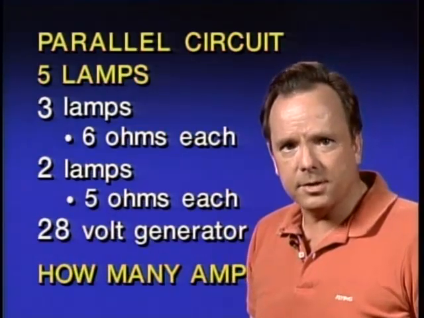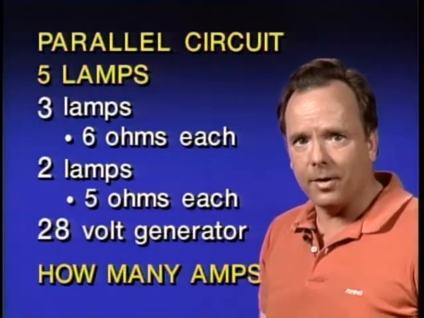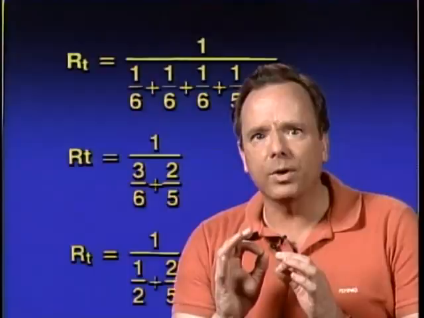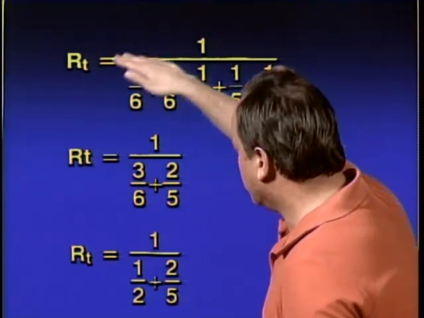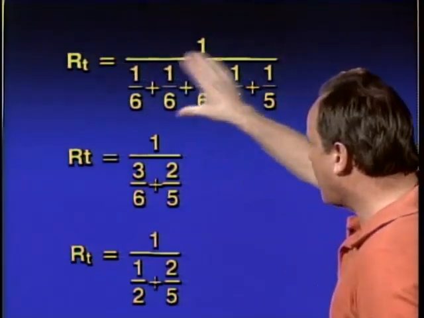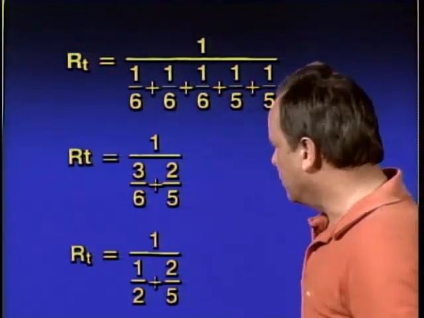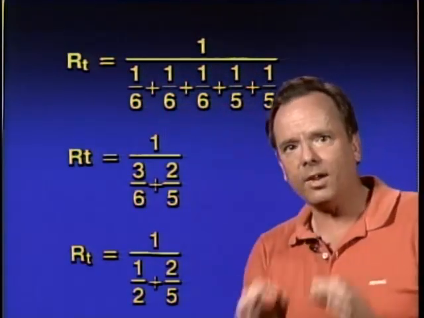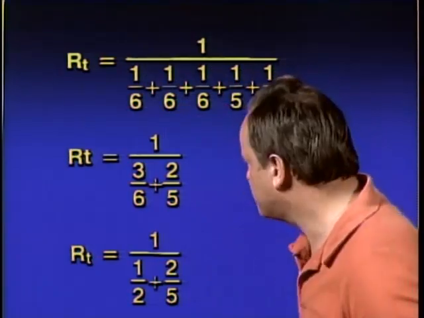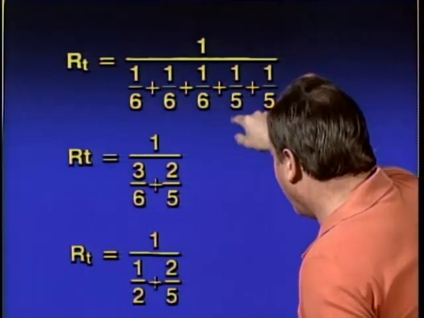All right, let's take a look at another one. They're going to say, let's assume you have a circuit that contains 5 lamps in parallel. 3 of those lamps have 6 ohms each, 2 lamps have 5 ohms each, and it's a 28-volt circuit. How many amps are in the circuit? Well, first of all, we need to find the total resistance in the circuit. Then we'll use Ohm's law and find out how many amps are in the circuit. And you need to be able to figure out what you need to know. Let's figure out the total resistance of the circuit first.